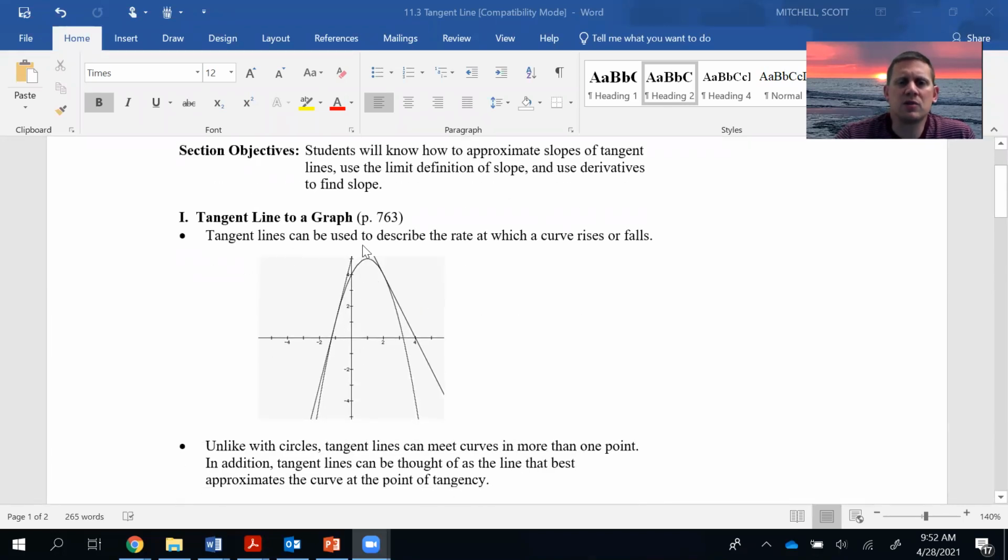So tangent lines can be used to describe the rate at which a curve rises or falls. So this is a parabola that's opening down. It does not have the same slope everywhere. It has zero slope at the top, and then it has different slopes as it goes down on each side. So you can see here's one positive slope over here. Here's a negative slope that's different, okay? The closer you get to the top, the smaller the slope gets, the less steep it gets until it gets to the top where it's zero.